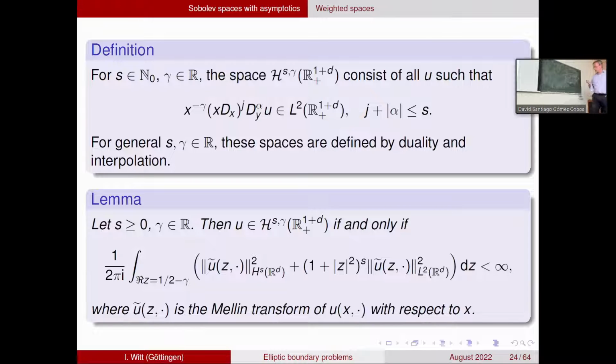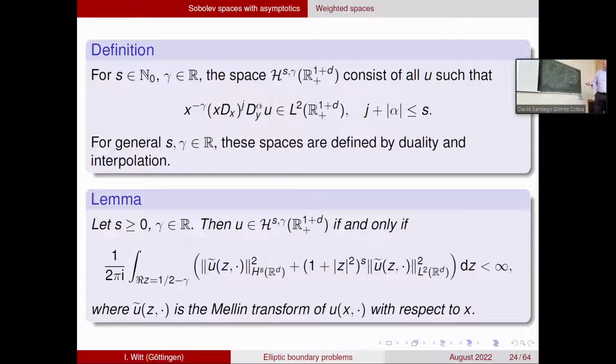Here's a nice characterization. There are many such characterizations, but here's a nice one in terms of the Mellin transform. Suppose s is non-negative. Then you just take the Mellin transform with respect to x, where mu depends on x and y.